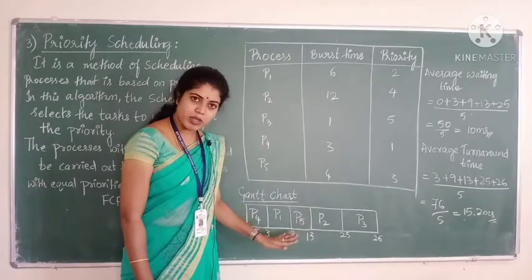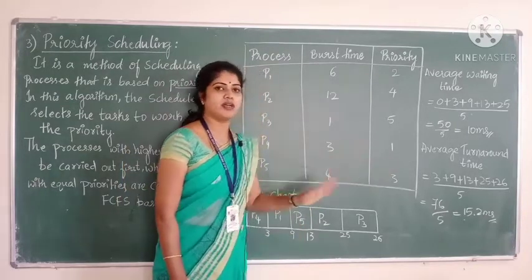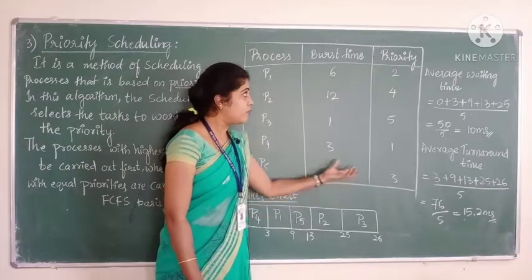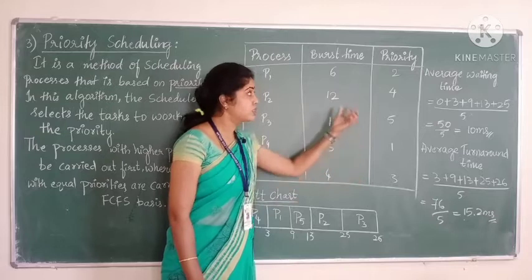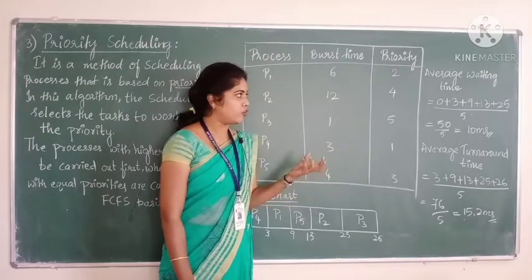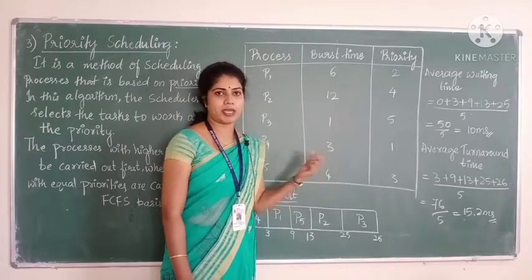And the very important thing here is what? As per the priority column only, the processes go for execution one after the other. In an examination, a priority column will be given. Once the column is given, only then will they ask you to calculate average waiting time and average turnaround time by using priority scheduling.